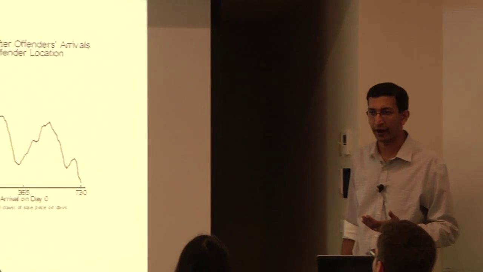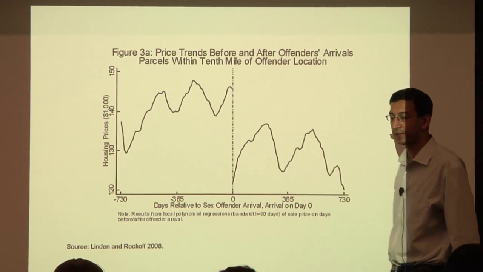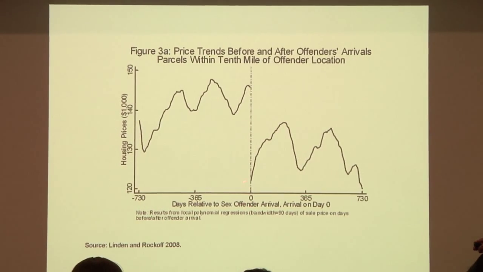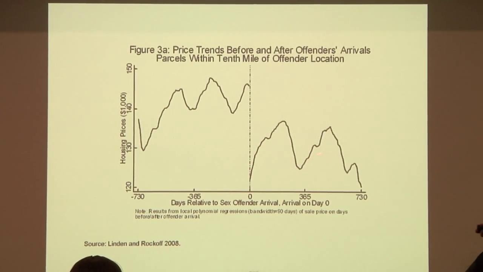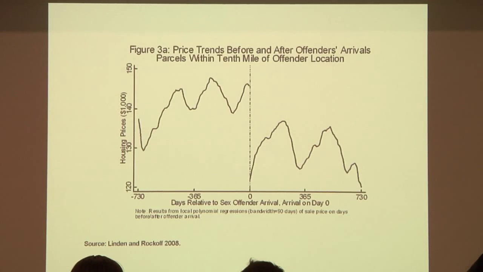And so this is the key graph. Zero is the date that the offender moves in, and these are price trends before and after for parcels within 1/10 of a mile, so really close to that house. And you can see that immediately afterward, the sale price of houses falls quite sharply, probably on the order of $5,000 to $10,000, if you just look at where the mean of this is relative to the mean of that.